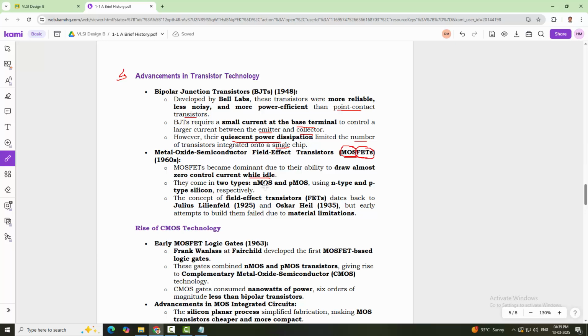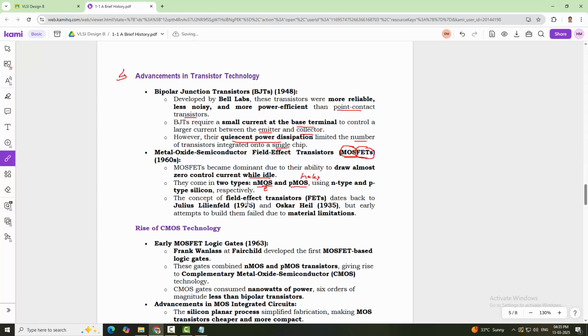MOSFETs come in two types. One is the N-channel metal oxide semiconductor field effect transistor, and the other is the P-channel metal oxide semiconductor field effect transistor. Shortly, we call these NMOS and PMOS. NMOS is also called N-type, and PMOS is P-type, P-channel. The majority charge carriers in PMOS are holes, whereas in NMOS the electrons are the majority charge carriers.